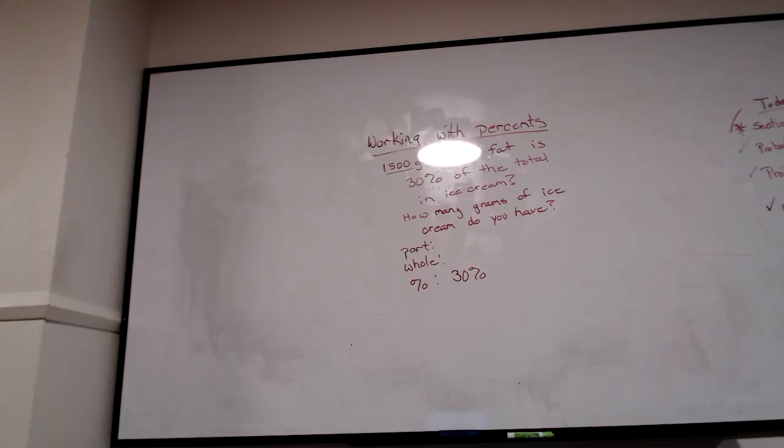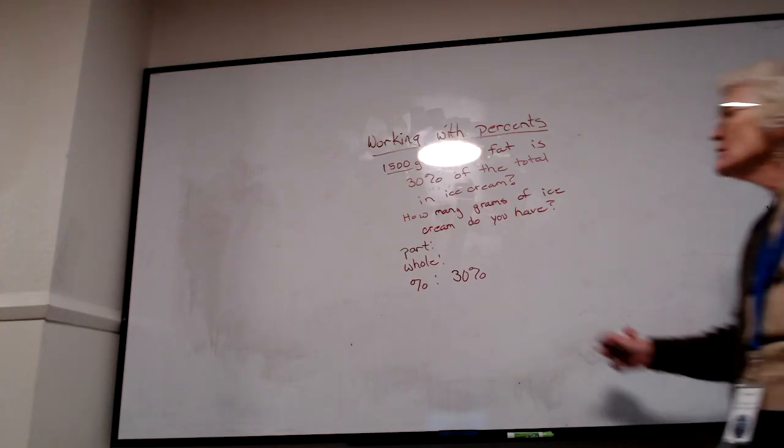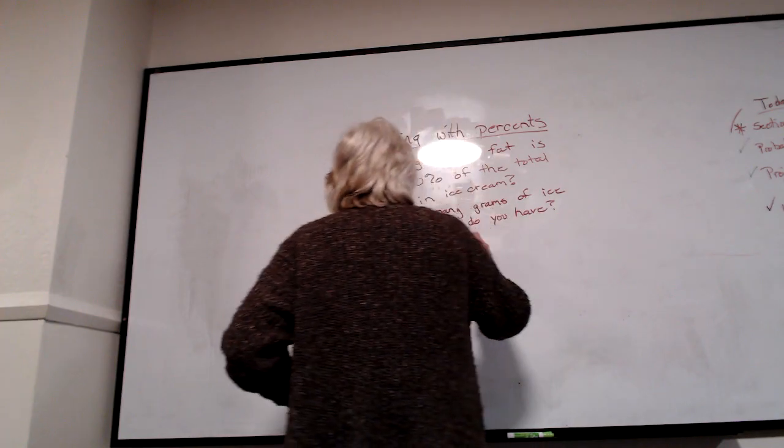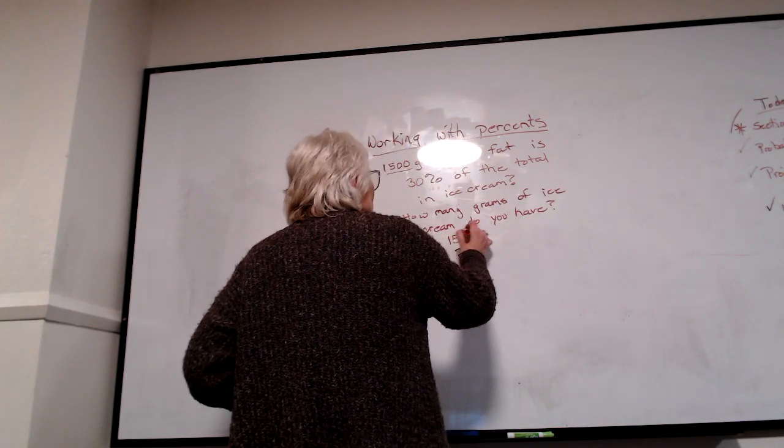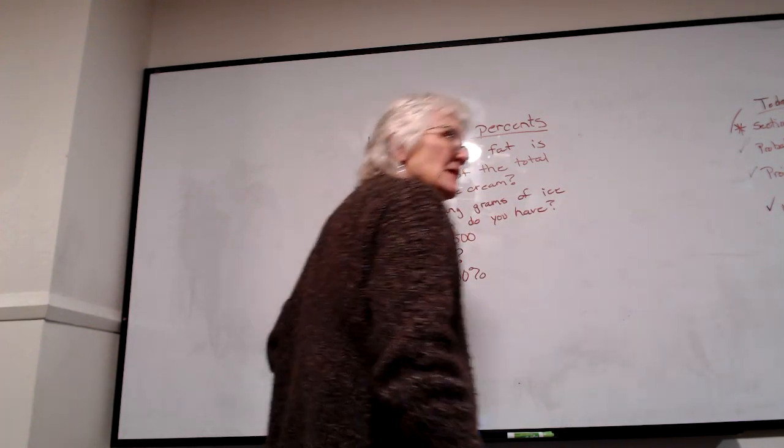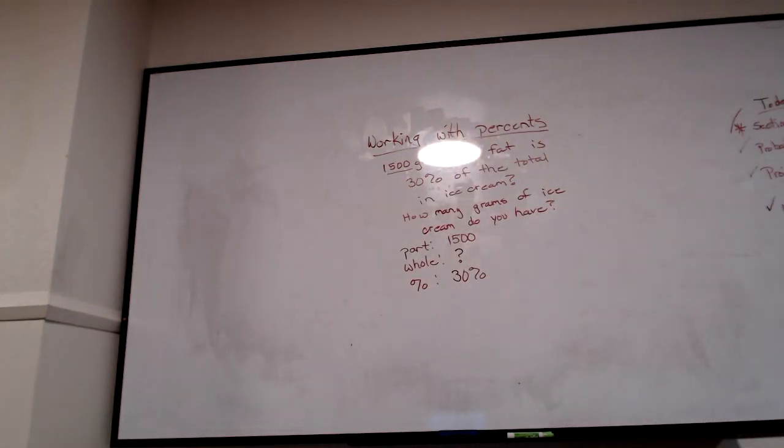It shows how much fat there is, so it's showing the part that's fat out of the whole dish of ice cream. So the whole is what we don't have, but we do have the part. So identify the part, the percent, and the whole. That's going to be the tricky part.